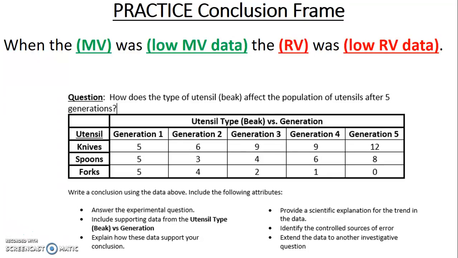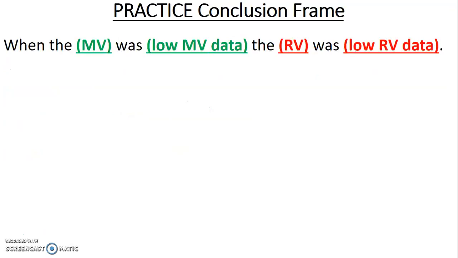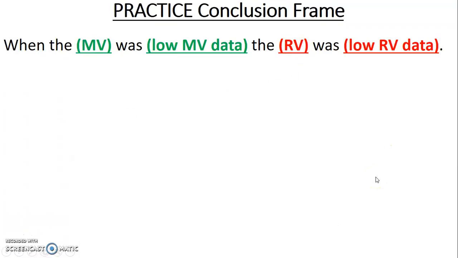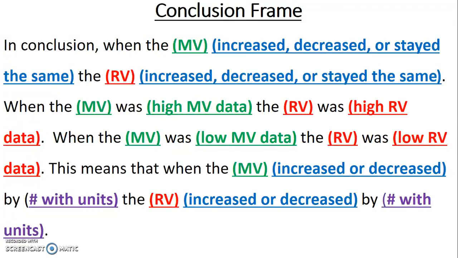So at this point, you should have all of this frame so far. You should have first sentence, second sentence, and now you should have your third sentence that we're going to take a look at together right now. So here's our third sentence, and we know that the MV is the utensil, and we know that the RV will be the population over here, and we want the low data. And so when the type of utensil was forks, the population was 0. So almost done with our conclusion.